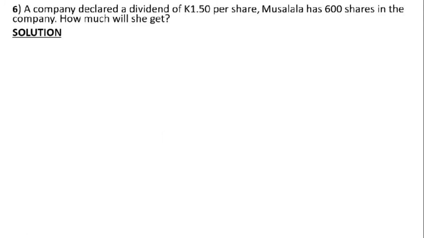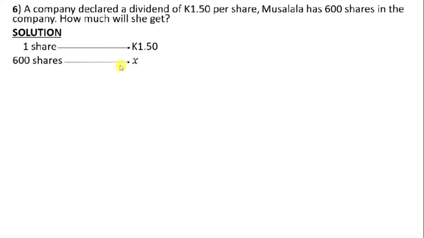Question 6 is saying a company declared a dividend of 1 kwacha 15 ngwe per share. Musalala has 600 shares in the company. How much will she get? So a dividend is a profit. So they are saying for every share you get a profit of 1 kwacha 15 ngwe. Now if Musalala has 600 shares, how much will she get? So we are saying 1 share is 1 kwacha 15 ngwe. 600 shares, we don't know.